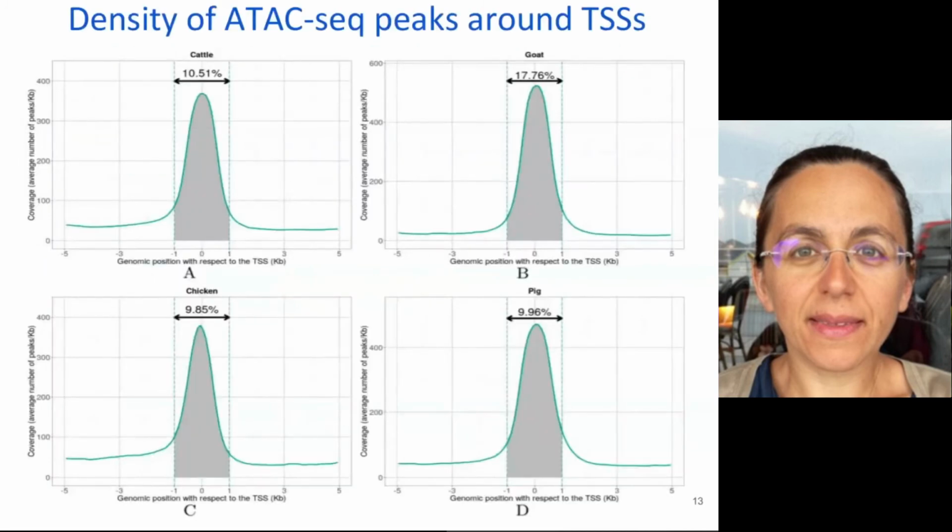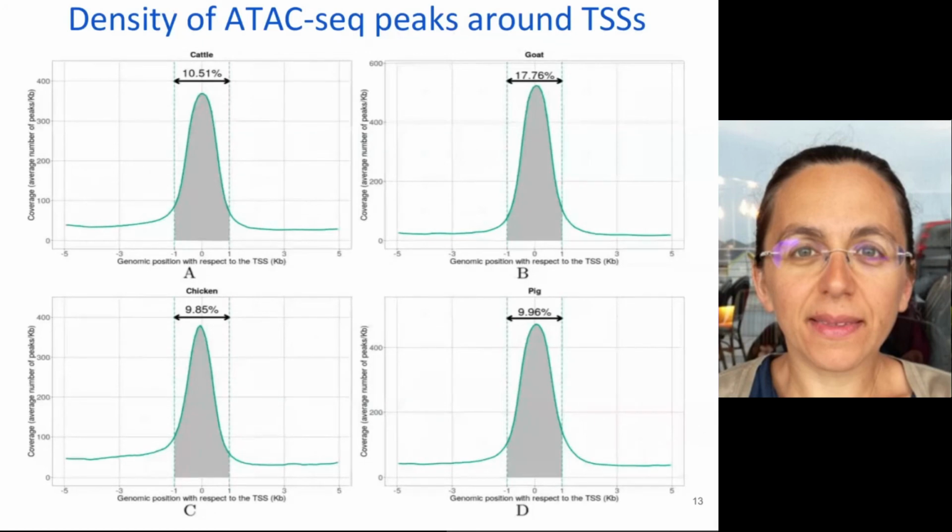Then on slide 13, of course, we were interested to know if we had an accumulation of peaks around the TSS, the transcription start site, and this is actually the case for the 4 species. We see the nice peak of ATAC-seq peaks around the TSS, but we have to say that it is still not the majority of the ATAC-seq peaks that are there. Between 10% and 18% are located there. The majority of the peaks are intergenic or intronic, and I have another slide where I can come back to that later.